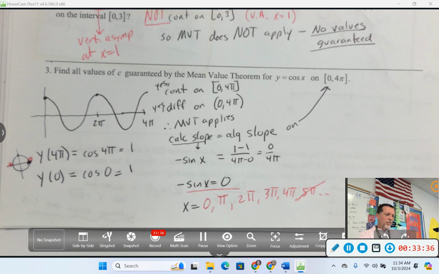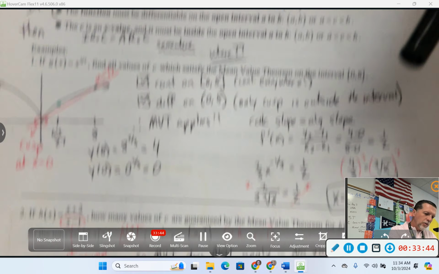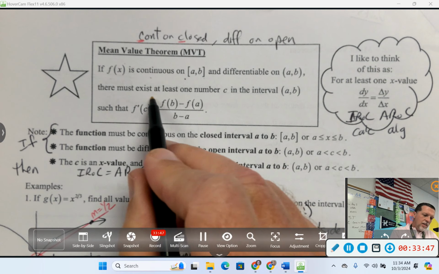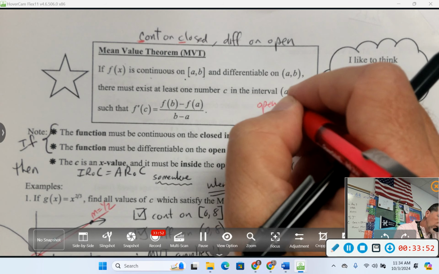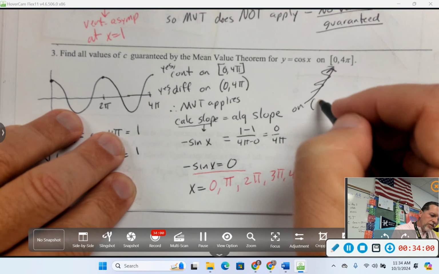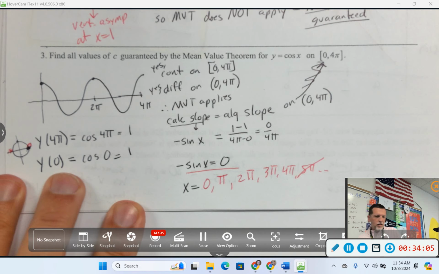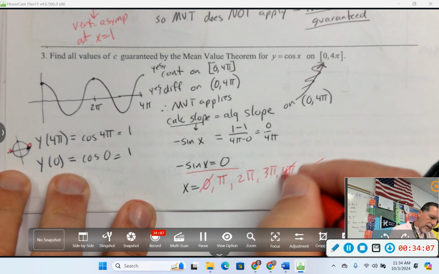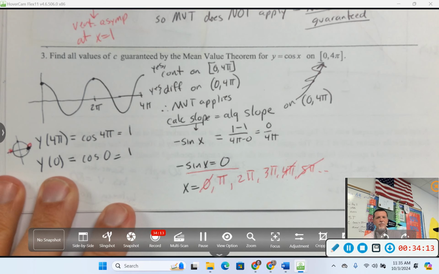And then this one's tricky because it's checking the endpoints. If you go back to the original statement, there must exist at least one number on the open interval, meaning I'm not allowed to use my endpoints. So I probably shouldn't have drawn that arrow. I should have said on 0 to 4 pi. You're not allowed to have an endpoint for an answer. So I got to throw out 0 and 4 pi, because those are not in my interval. I just barely missed it.